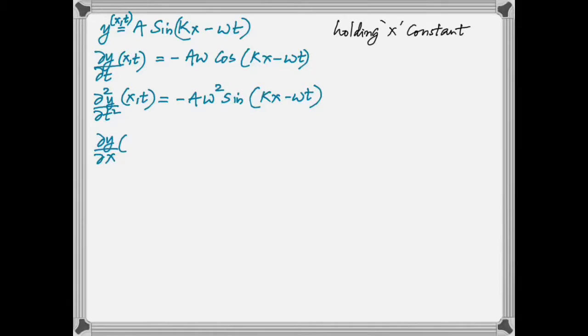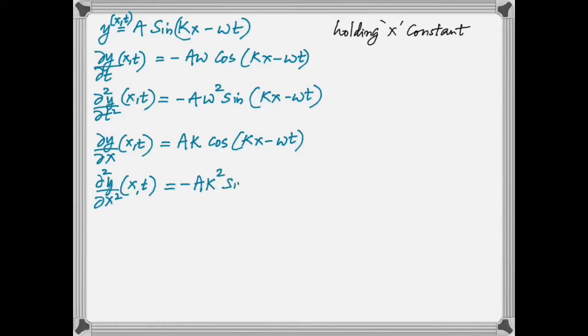Now, if you do the opposite and take the partial derivative with respect to x, holding time constant, you have dy by dx. You look at the x factor, which is kx, so you write the k outside. It's going to be A k cos(kx minus omega t). Remember, we're starting with the sine function, and that's why you get a cosine, and there is no negative because this is a positive quantity. Doing it a second time, of course, you get negative A k squared sin(kx minus omega t). And remember, we get this holding t constant.